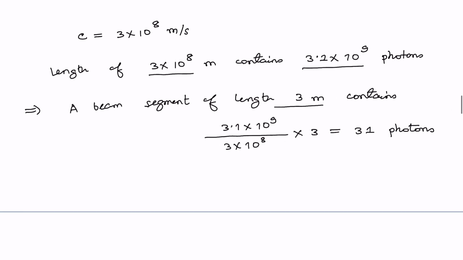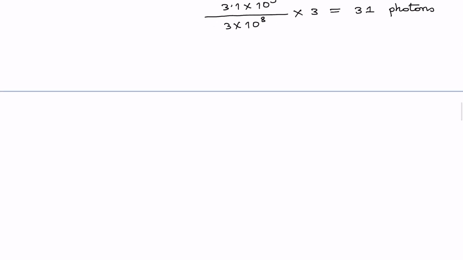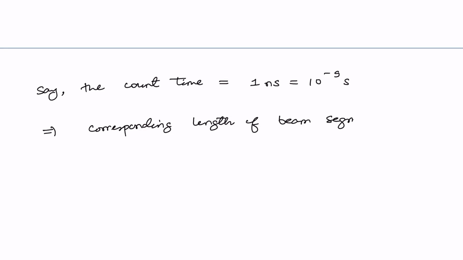So far we are considering the count time to be 1 second. Now suppose the count time is equal to 1 nanosecond, that is 10^-9 second. Then the corresponding length of the beam segment, you can make it out yourself, it's very easy, is going to be equal to 30 centimeter.